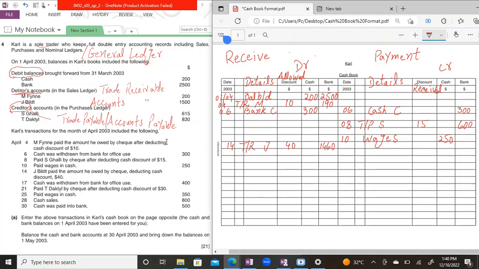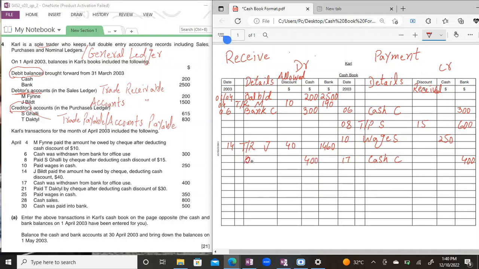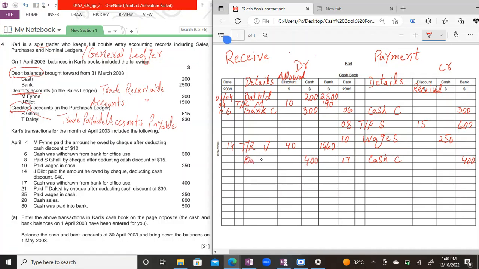Then number 17, cash was withdrawn from bank for office use. Again, this is the same contra transaction. So 17, cash was withdrawn from the bank. Withdrawn, taken out from the bank. So from the bank, the money is gone. So right here, cash and contra. And now the money is here in cash. So right here, bank, contra, and date is 17.